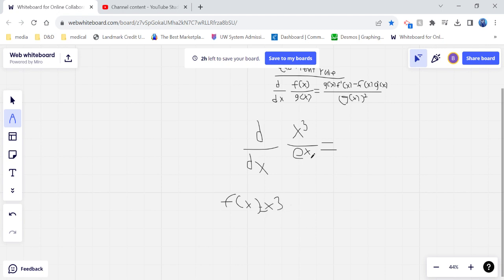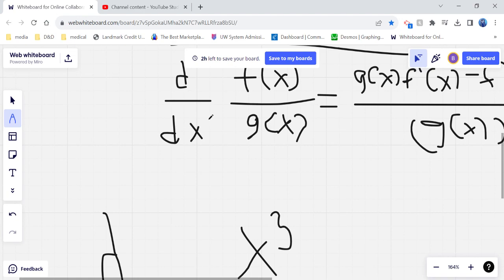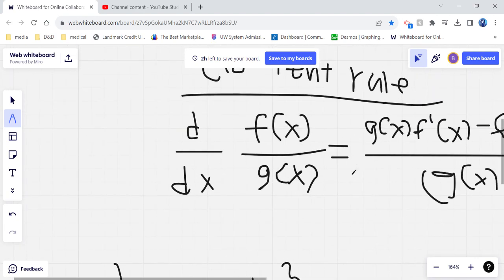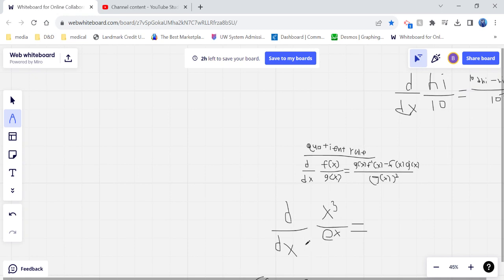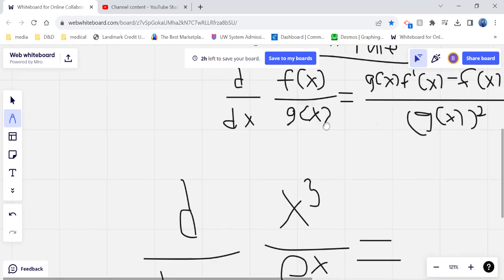In this one, it actually matters a lot what you use for f of x and g of x. Usually we use it like this. If you wanted to think of the quotient rule as g of x over f of x, that's okay. Just make sure that when you define f of x and g of x, one of them is the denominator and one of them is the numerator.